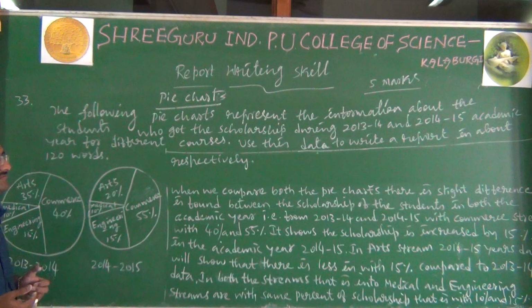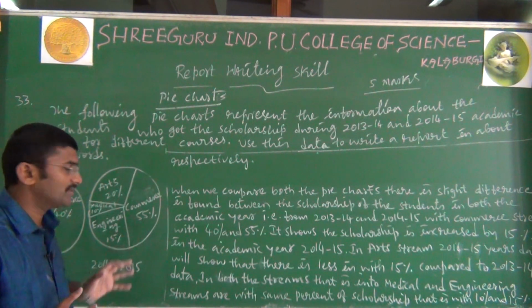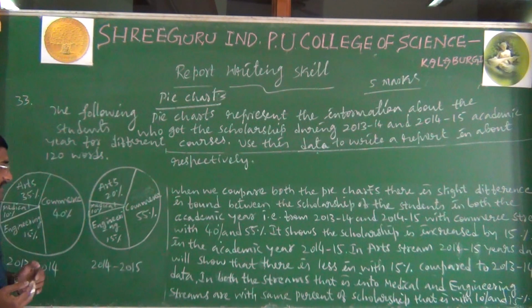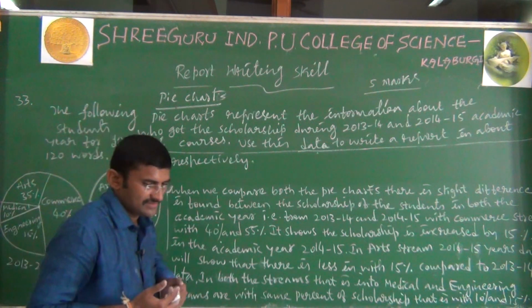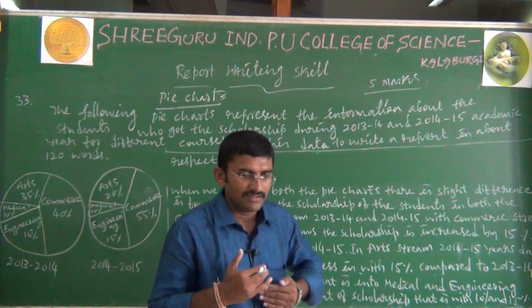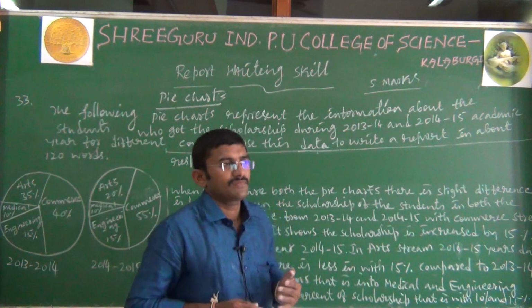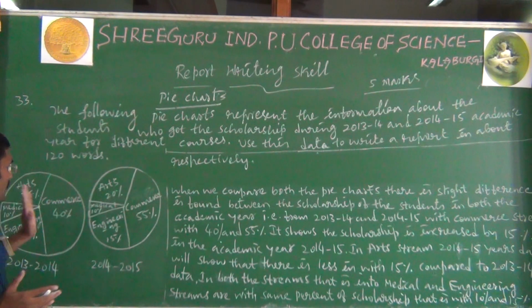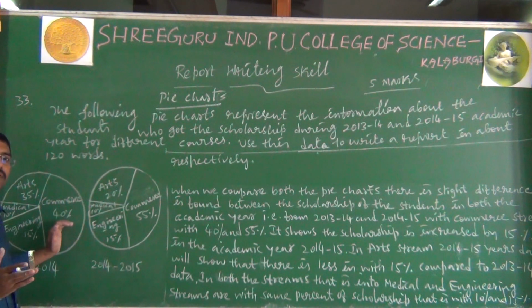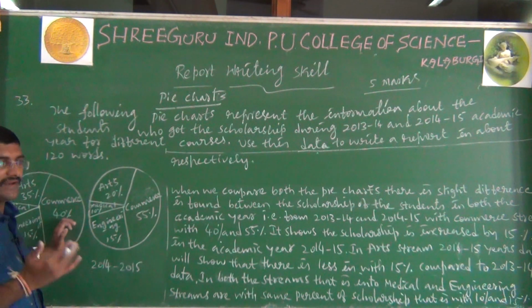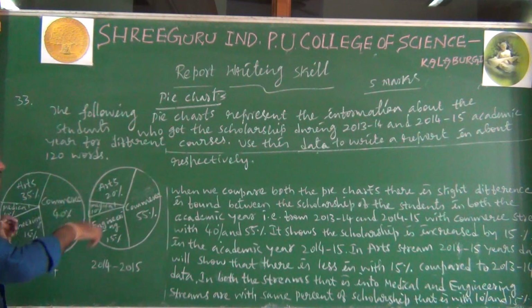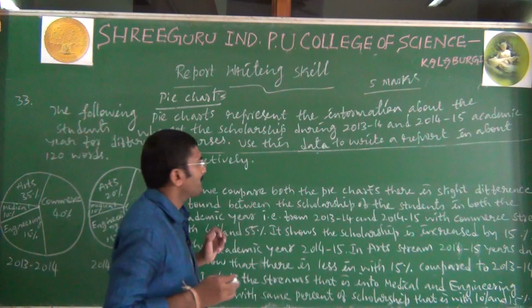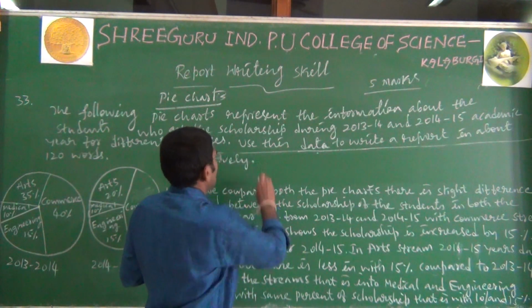What it shows us when we compare both the pie charts is the difference. I mean, how the commerce students have gained scholarship in more number. There is a lion's share in their scholarship compared to the other streams of the students. That is what you should remember here.